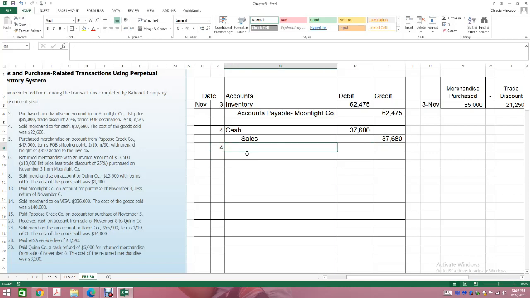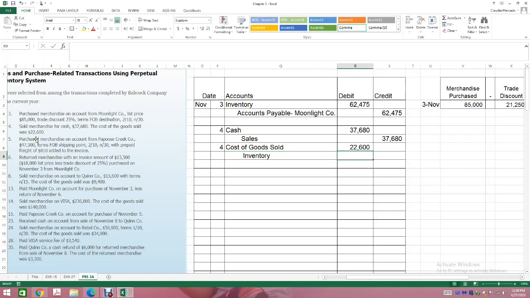Now we also need to update our inventory. Okay. It says here that the goods that I sold cost me 22,600. So now that they've been sold, I can record my cost of goods sold. Okay. And it was 22,600. Okay. And now I don't have those goods in my inventory anymore, so I need to reduce my inventory by the 22,600. Okay. So that happened on the 4th.